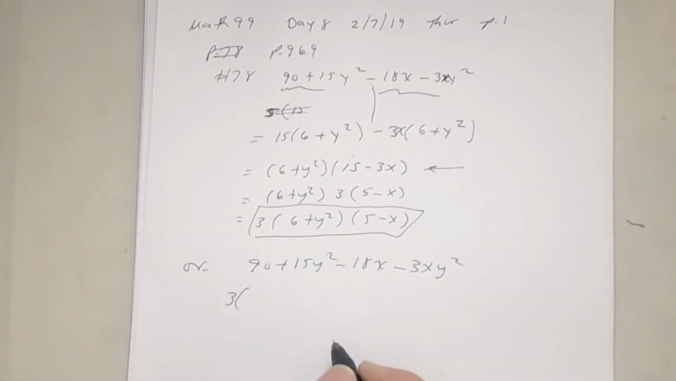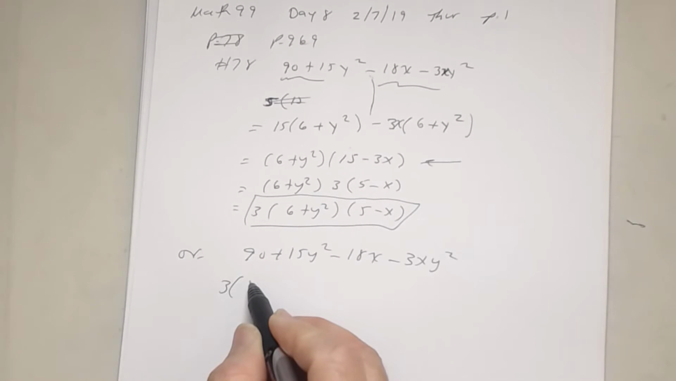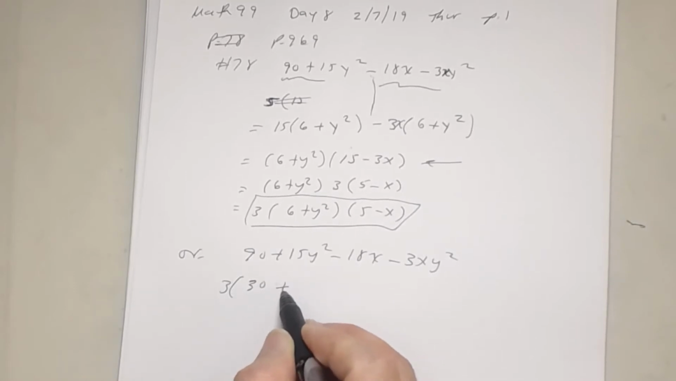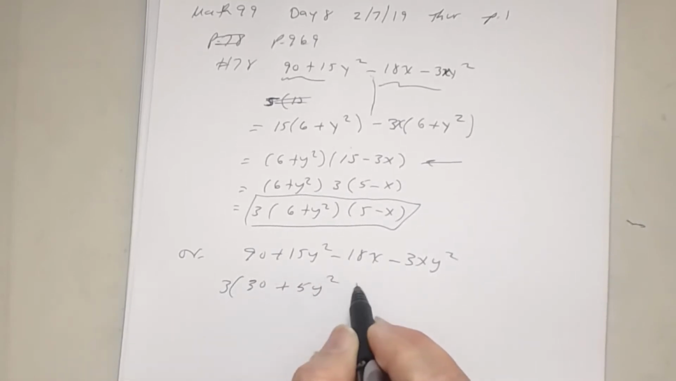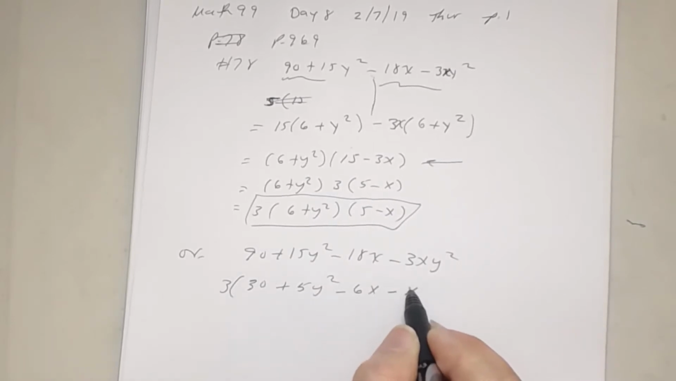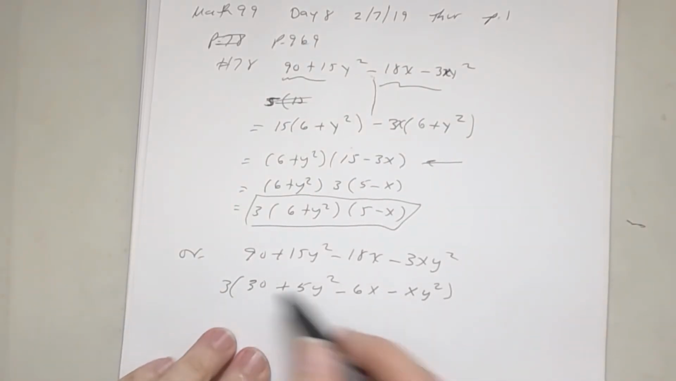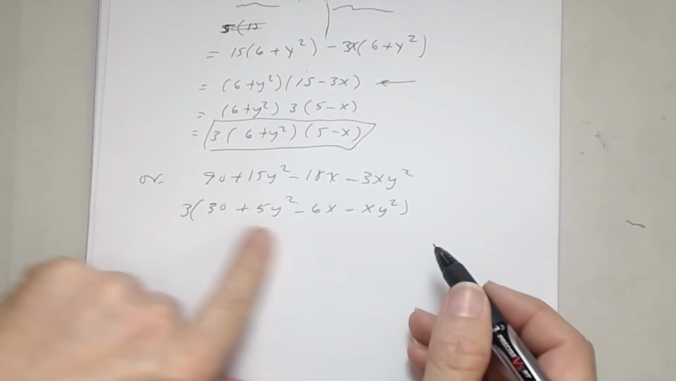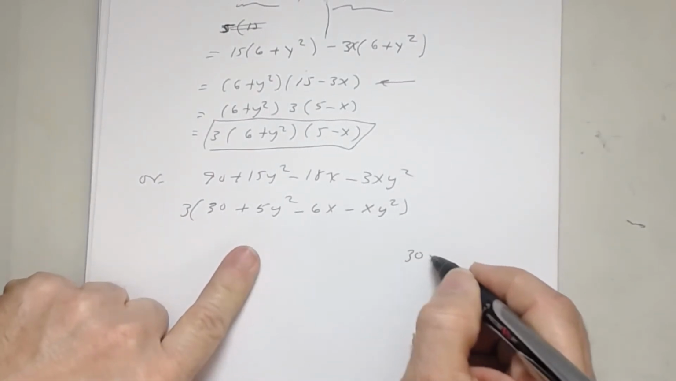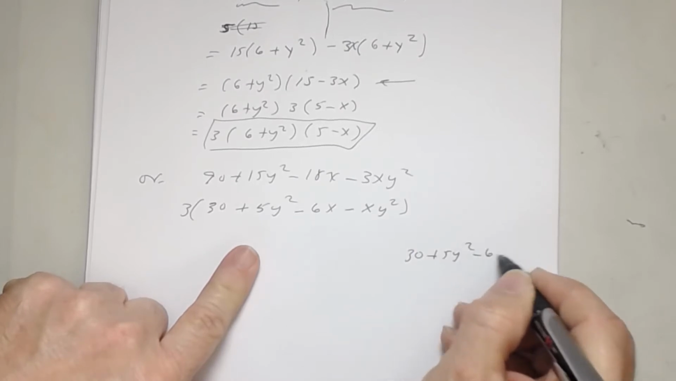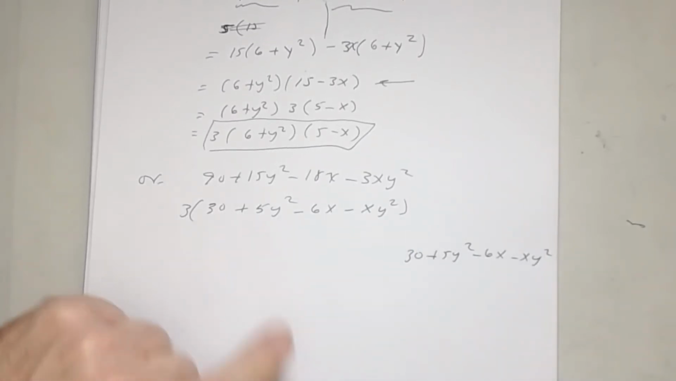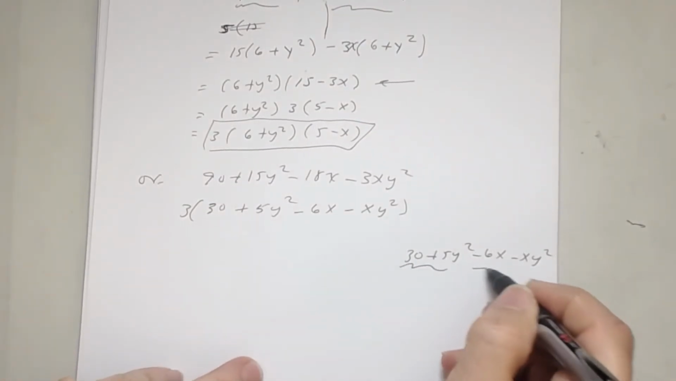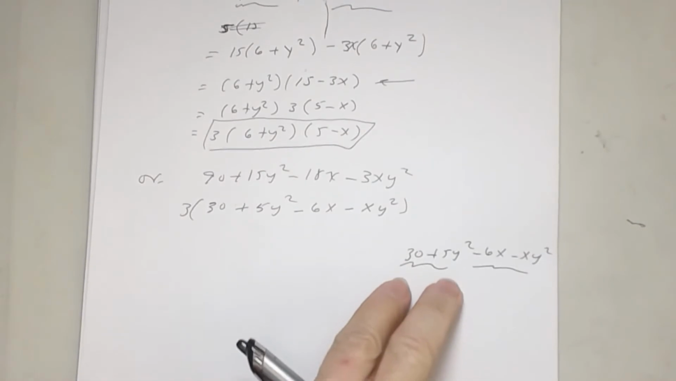3 times what? 30 plus 5y squared minus 6x minus xy squared. All right, so I'm going to go ahead and, to the side, rewrite this polynomial that's inside the parentheses. And now I'm going to factor that by grouping. So I'm going to factor this by grouping. From the first group, what could I factor out?